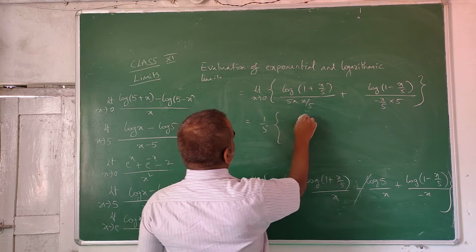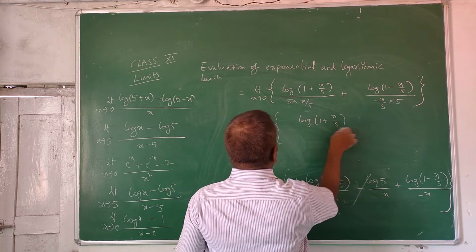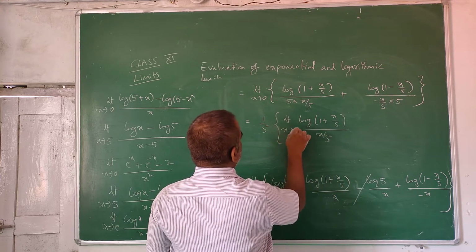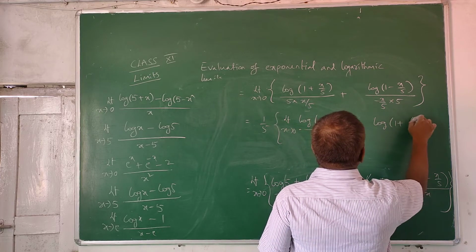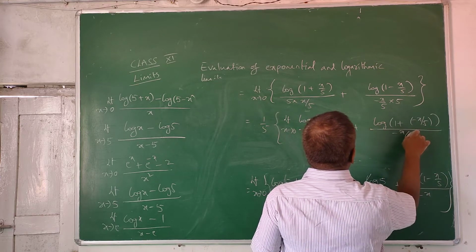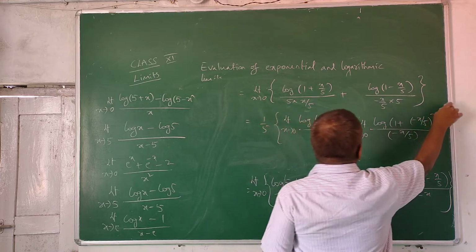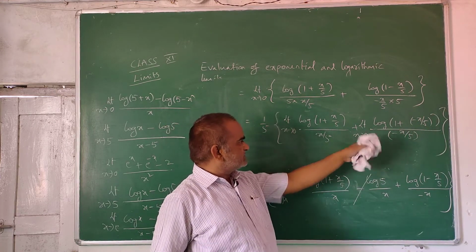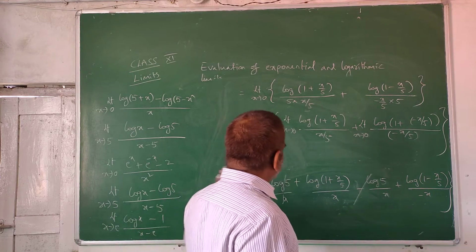Now separate the limits. Log 1 plus x by 5 by x by 5, limit x tends to 0 here, plus log 1 plus minus x by 5 by minus x by 5, limit x tends to 0. So this is in the form of log 1 plus x upon x, limit x tends to 0. Both are in that form. So we have discussed it is 1 in the standard forms.